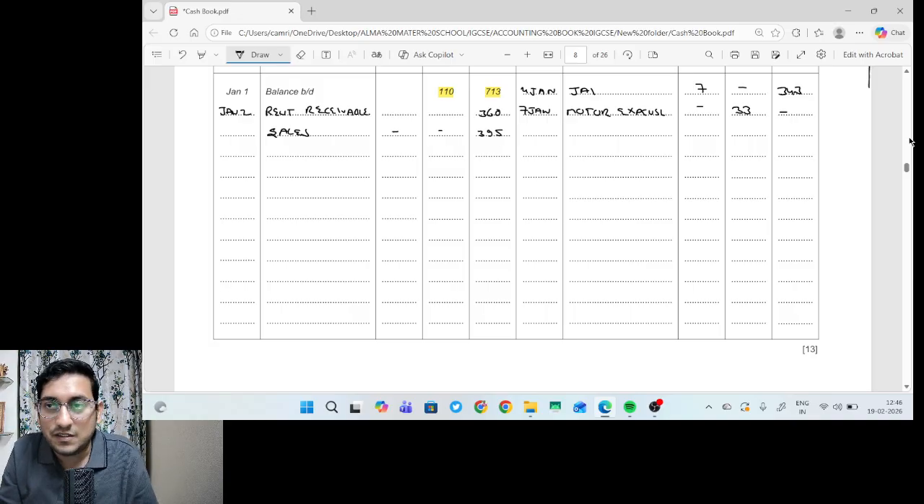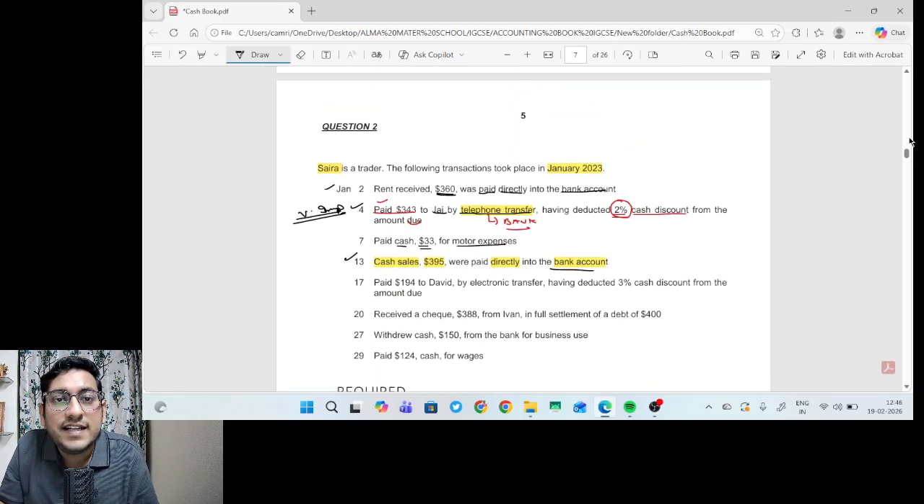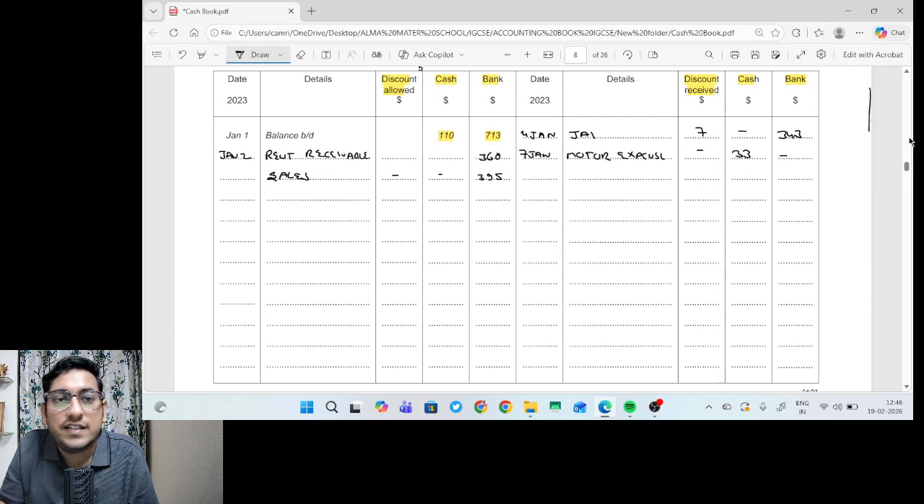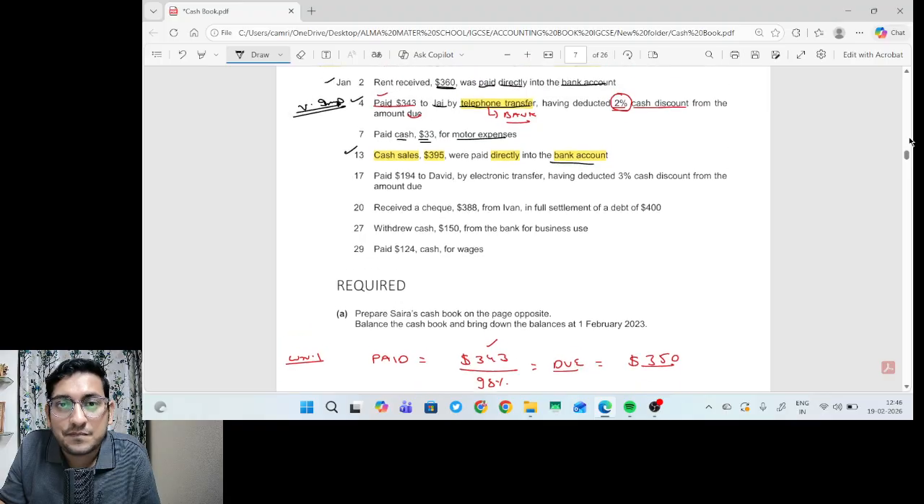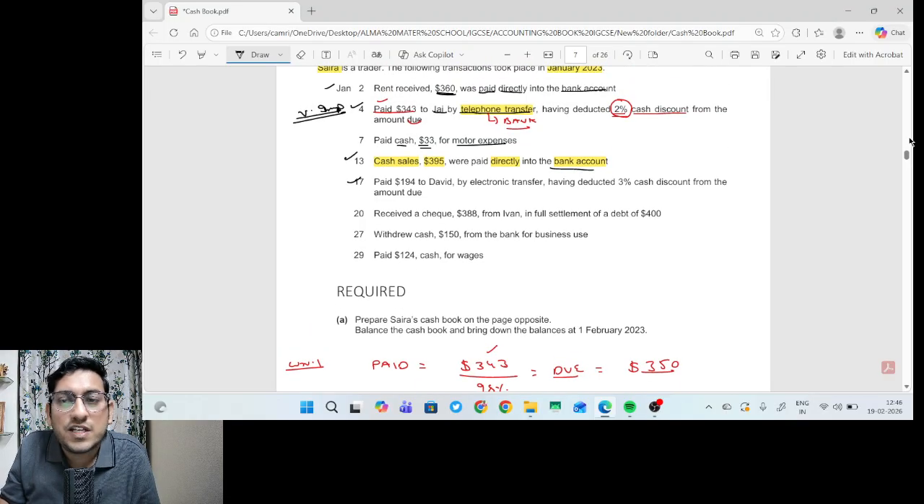Right? Now, what is the date? The date is 13th of January. So January 13th, we will write. Always remember, students, dates are important. Date will carry 1 mark. Then 17th of January, paid $194 to debit. Now again we have paid value is given.